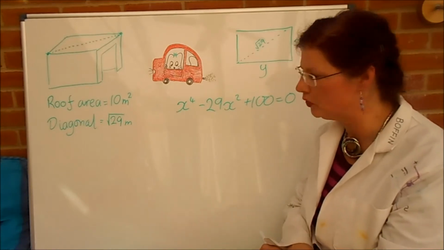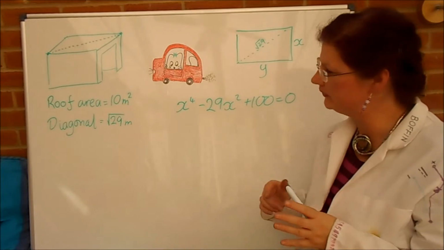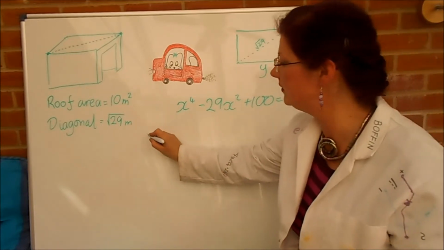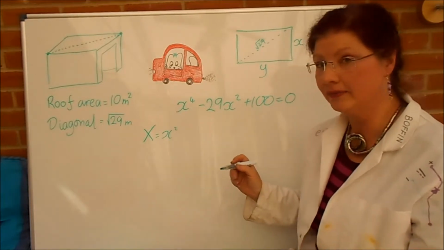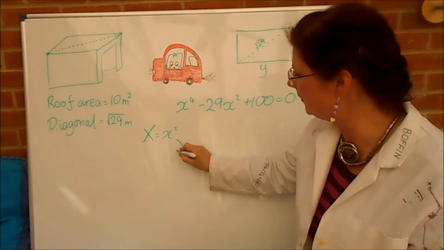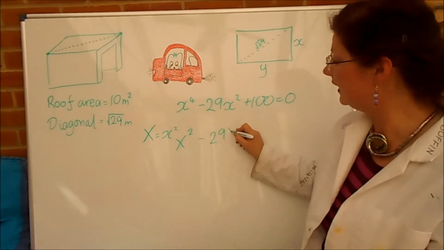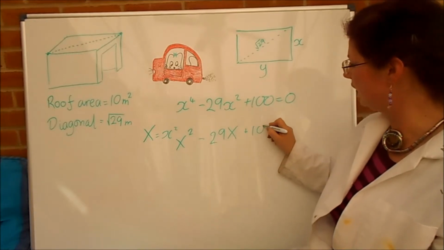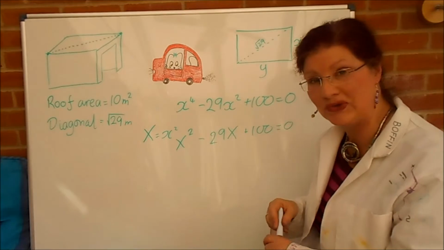Right, that's given us a little more room. Here's our equation that we had on here, and to make it maybe look a little bit nicer for you, I'm going to do a quick substitution of having capital X be x squared. So that is capital X squared minus 29 capital X plus 100 equals 0. That now looks a bit more like a quadratic.